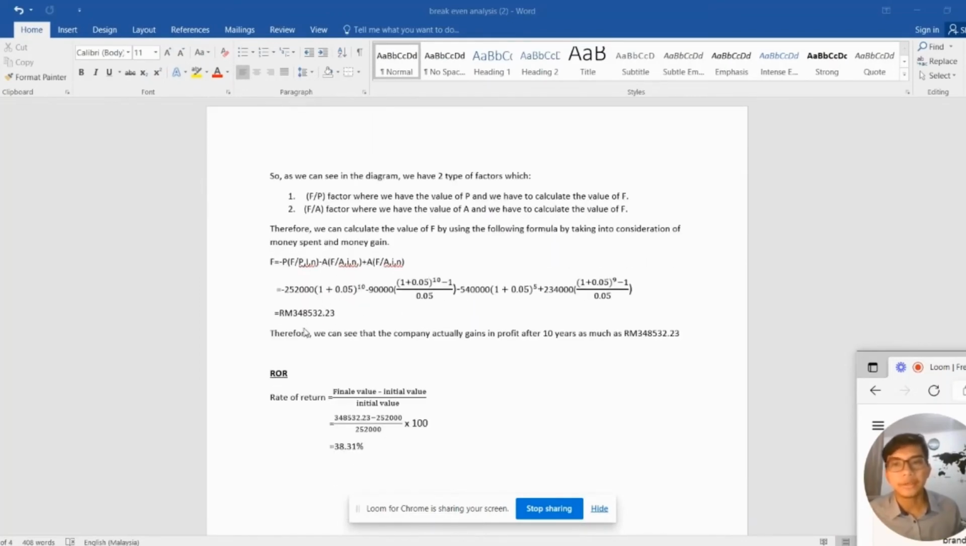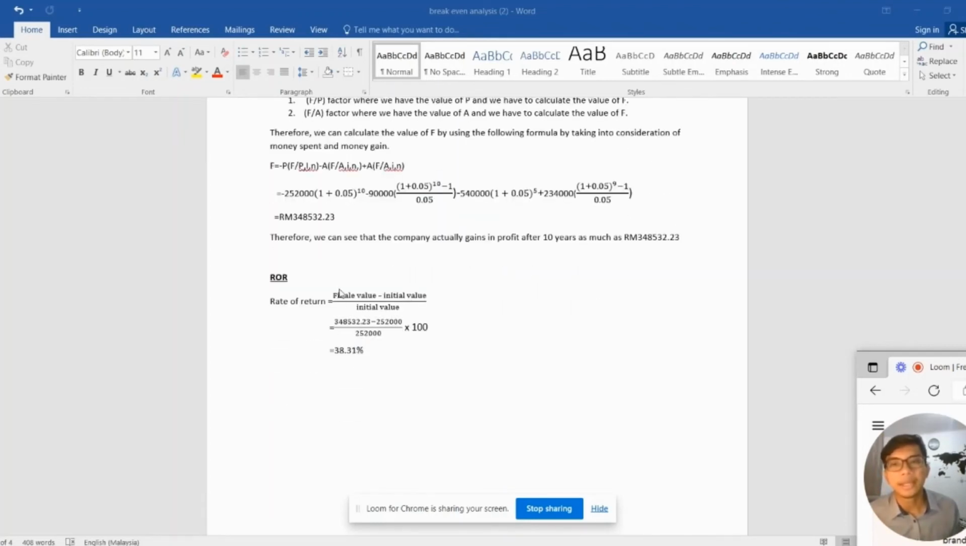And we got the value of S, which is 348,532 ringgit. And last we calculate the value of ROR, rate of return, and we get the rate of return, which is 38.31%. That's all for me. Thank you.